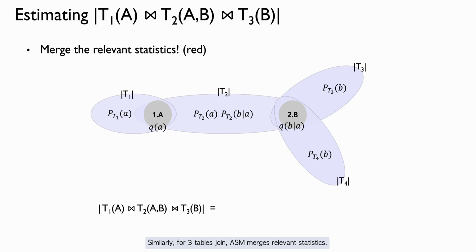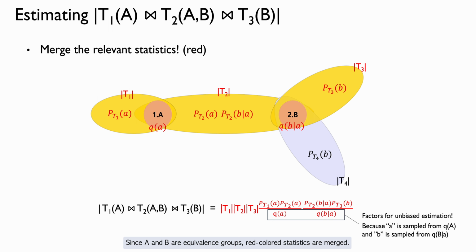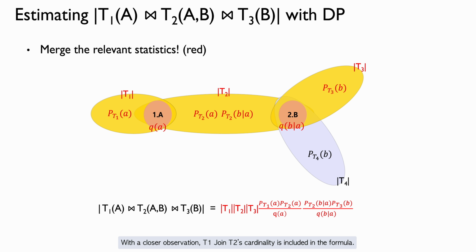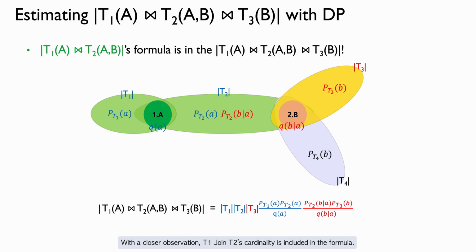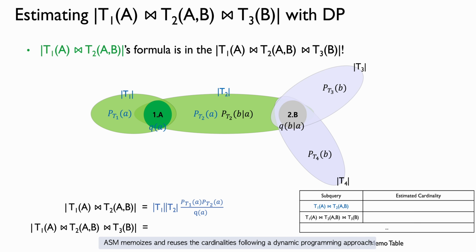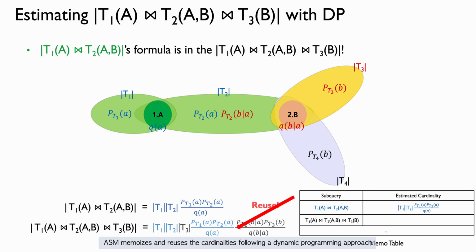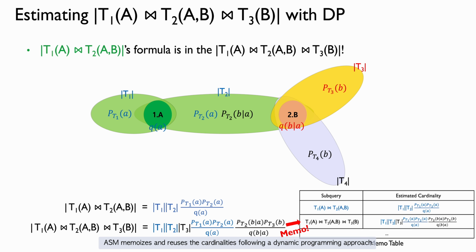Similarly, for the 3 tables join, ASM merges relevant statistics. Since A and B are equivalence groups, red-colored statistics are merged. This statistics merging captures the correlation between join keys, resulting in accurate cardinality estimations. With a closer observation, T1 join T2's cardinality is included in the formula. To accelerate the cardinality estimation of larger subqueries, ASM memoizes and reuses the cardinalities following a dynamic programming approach.